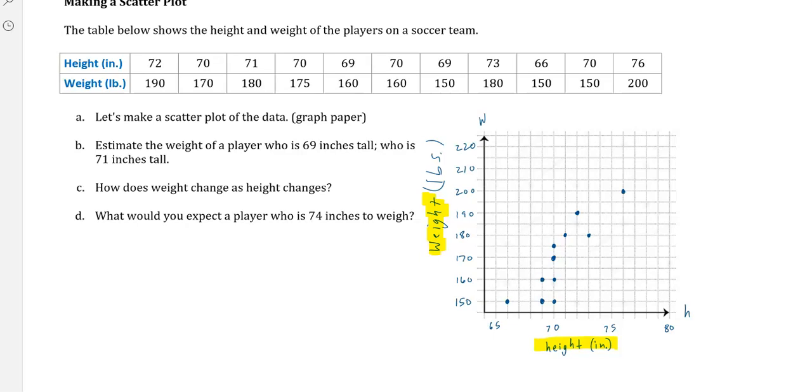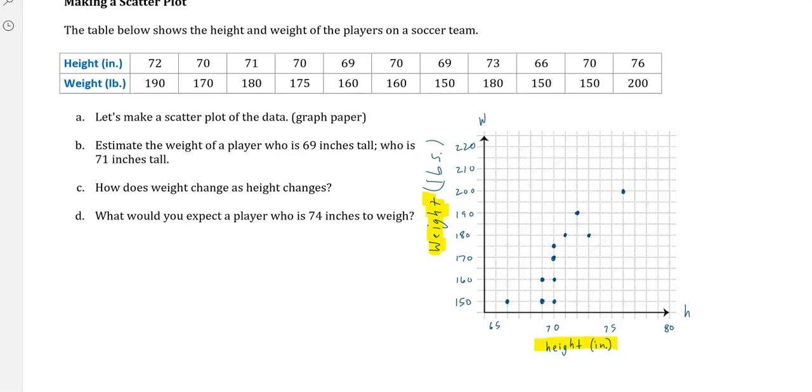So, starting at the first, somebody who was 72 inches tall was 190 pounds. And so 72, 190, dot. 70 inches tall, 170 pounds, dot. And I did the same thing with each and every one of the points on the graph.